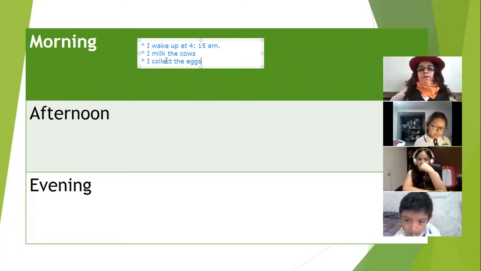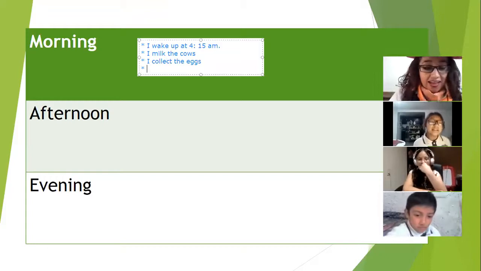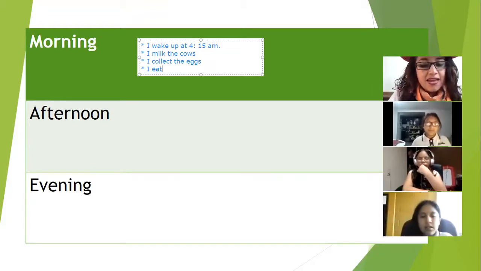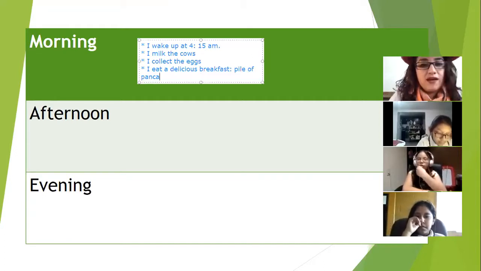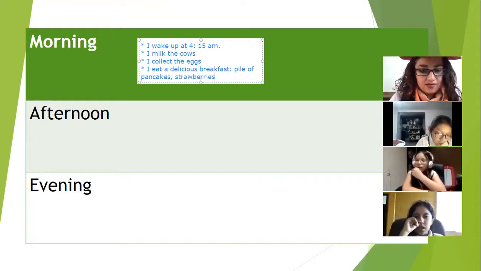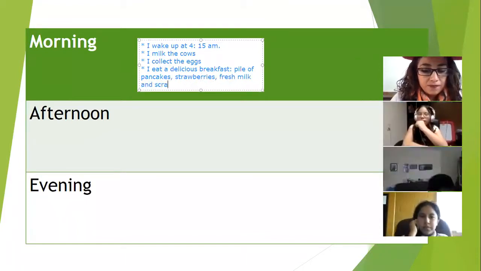And then have breakfast. Delicious breakfast. A pile of pancakes, fresh milk, strawberries, and scrambled eggs in a pan.